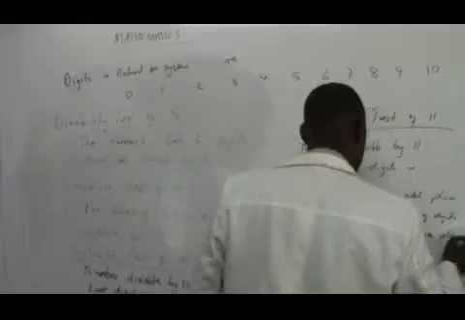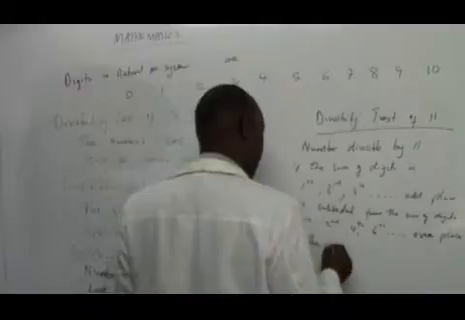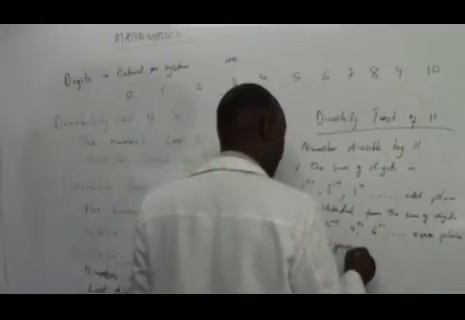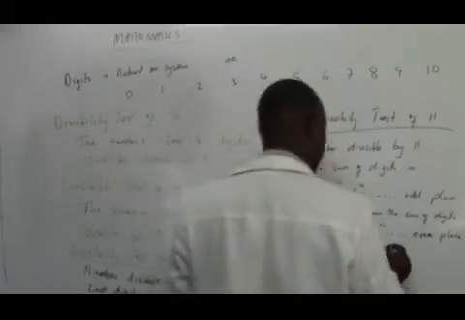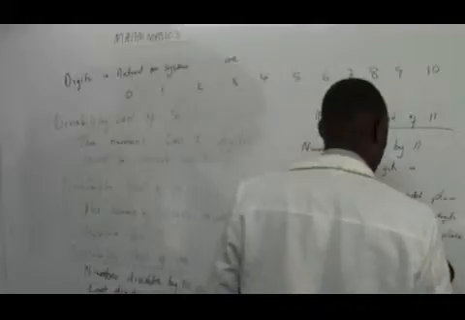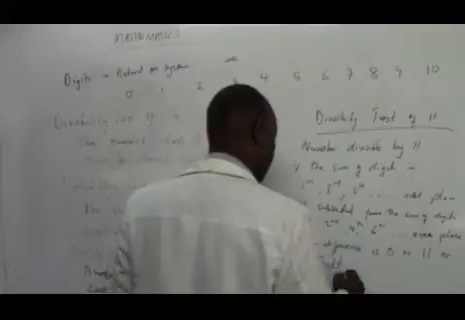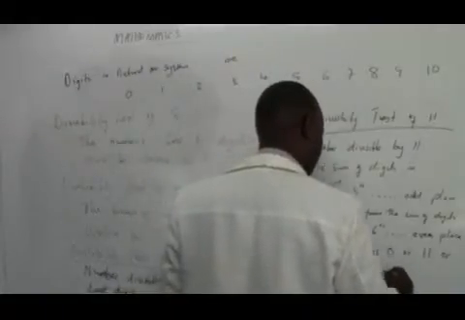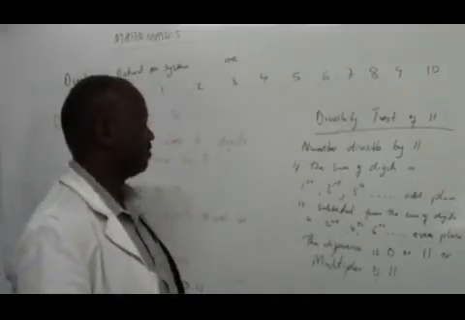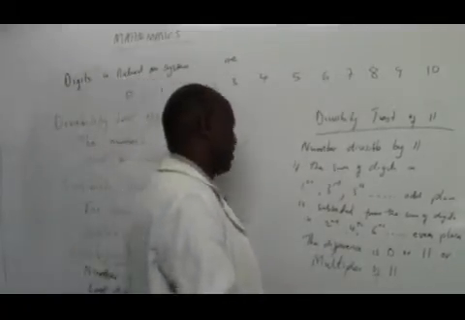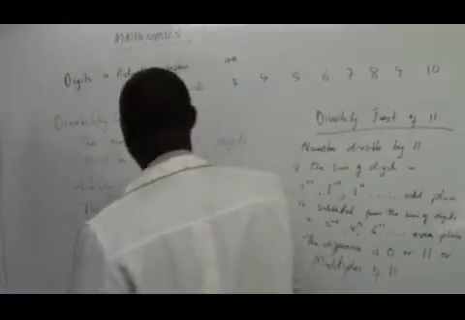if the sum of those digits are subtracted, then the difference is 0, or 11, or multiples of 11. So that is the divisibility test of 11, and with that we have completed the divisibility test of numbers.